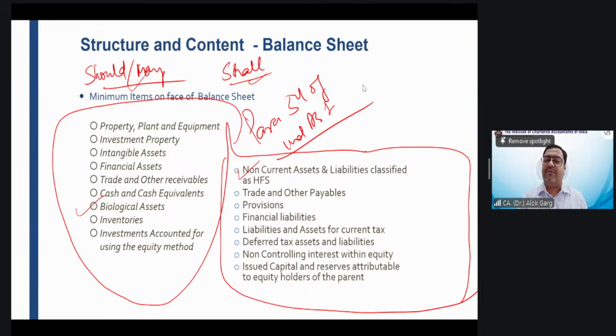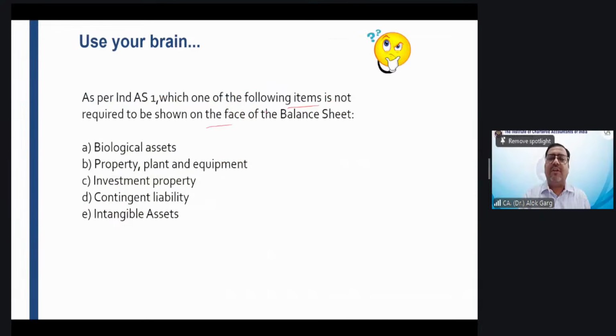As per Ind AS 1, which one of the following items is not required to be shown on the face of the balance sheet? Biological asset, property, plant and equipment, investment property, contingent liability, intangible asset. What is the right answer? Everyone has given the right answer. D. D is contingent liability. So contingent liability is an off balance sheet item. Contingent liability never comes on the balance sheet.